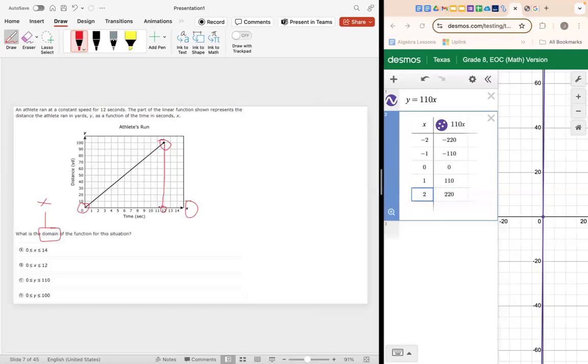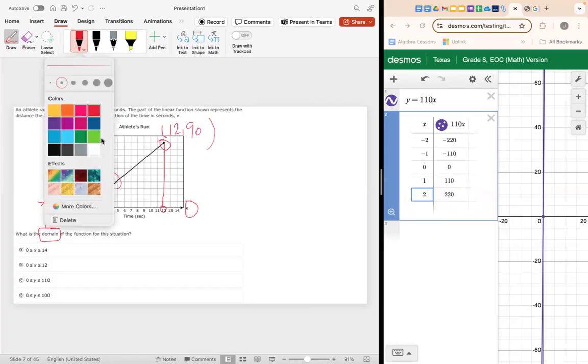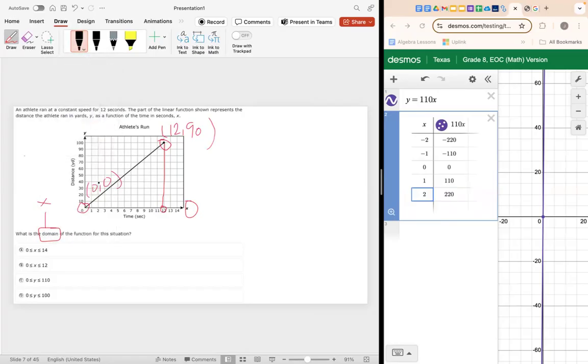I'm starting at 0 and I'm ending at 12 because this point right here is at 12, comma 90. And again, this point right here, you should know, is at the origin or 0, 0. So if I go ahead and circle, my x values are from 0 to 12, or answer choice B. C and D are automatically going to be eliminated because those have Y's, and we stop at 12 and not 14.